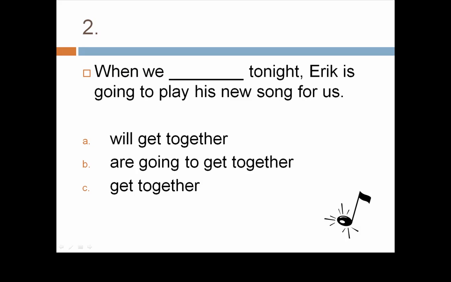2. Answer. When we get together tonight, Erik is going to play his new song for us. When we get together tonight is an adverb clause of time, so we cannot use a future verb form. We use here the simple present.